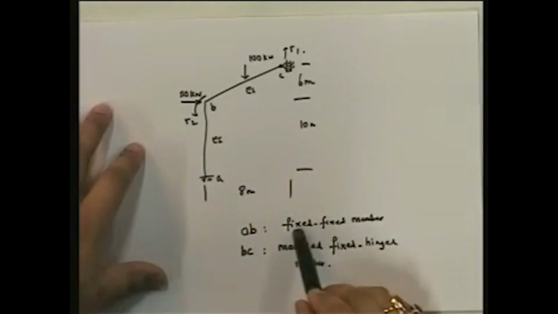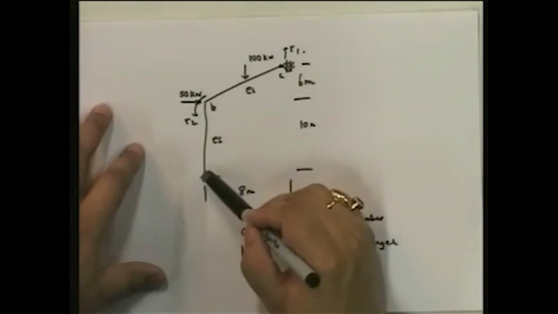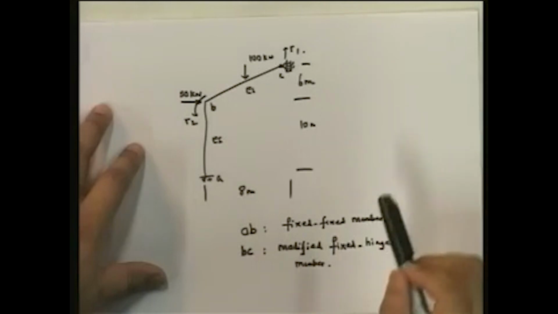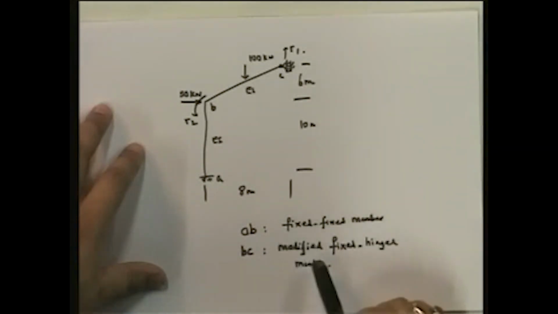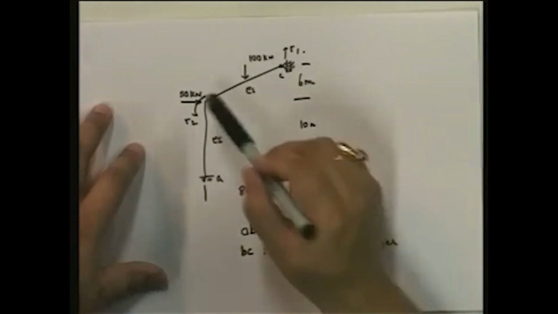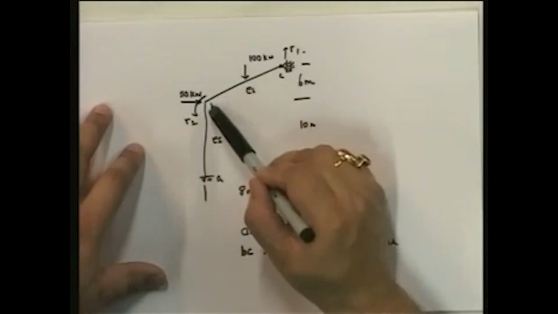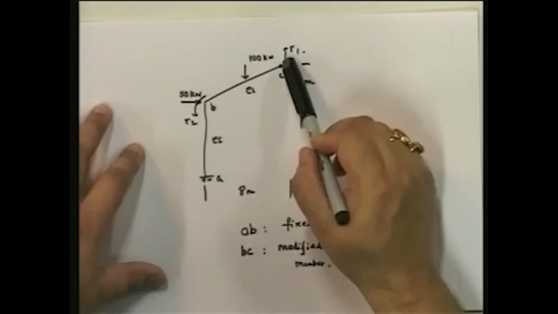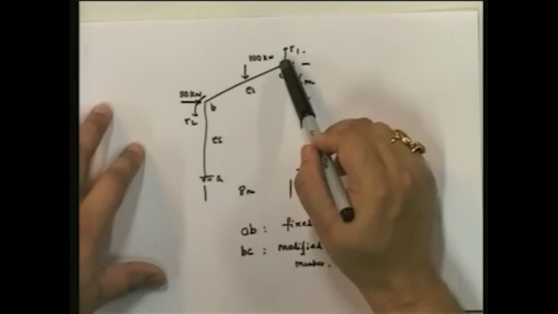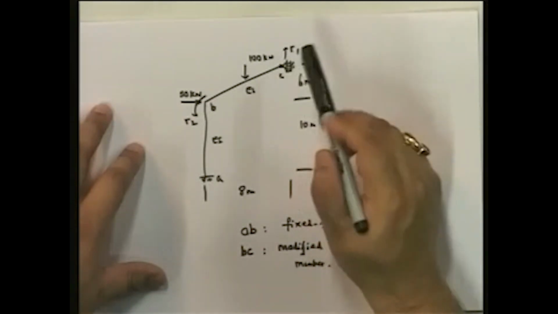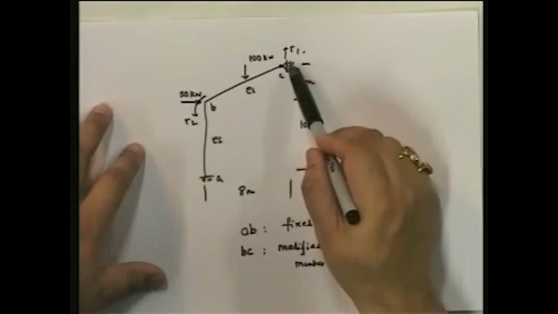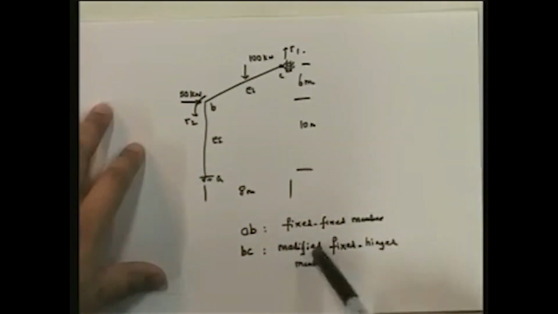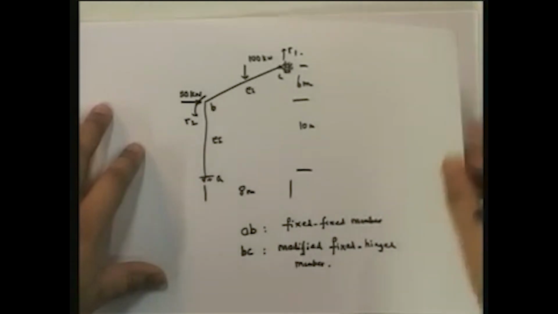Well, actually, the AB member continues to be a fixed member because it is fixed at one end and continuous at another end. However, BC can now be made into a modified fixed hinge member because here it's continuous, so it's fixed, and here this is an end support where we know that the moment at this particular point is equal to 0. That makes BC a modified fixed hinged member. Okay. So let's see how we proceed with that.